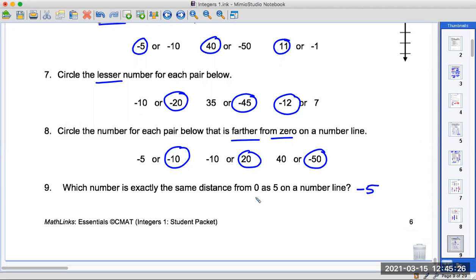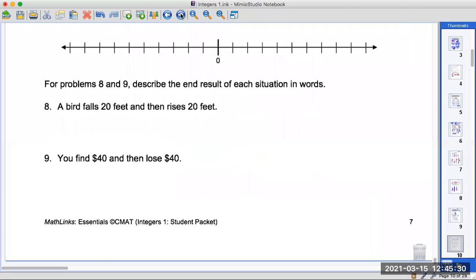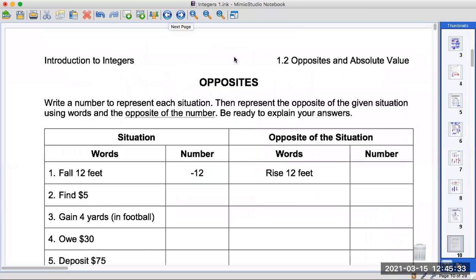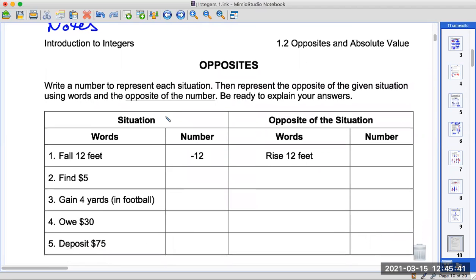Everybody ready for the next page? Jocelyn says yes. Everybody? Okay, let's look. These are notes. Let's write that on top. Write a number that represents each situation. Then represent the opposite of the given situation using words and the opposite of the number.